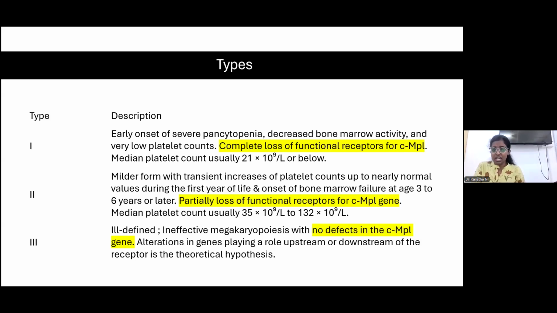And type 3, it's very ill-defined and they do not have defects in the CMPL. This is the type which has been explored on a larger scale, and any alterations in the genes playing a role upstream or downstream of the receptor is the theoretical hypothesis.